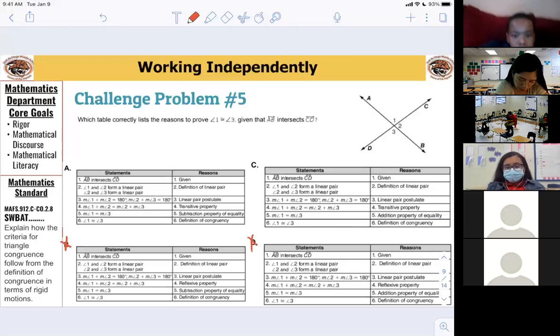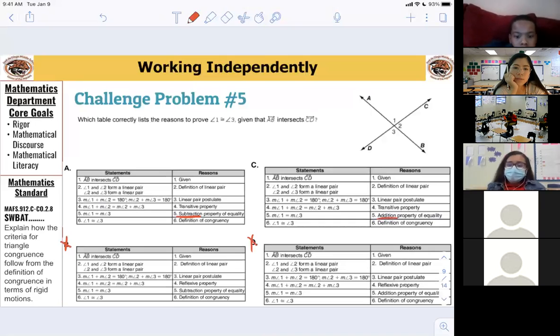And then between C and A, what do you guys think? C. I'm rethinking my answer. It's either A or C. First I thought C, but now I'm thinking it might be A. But I'm gonna stick with C. What's the difference between C and A? Step 5, subtraction property of equality versus addition property of equality. So in order to get that answer, you have to look at the step before that. Look at step 4. How did they go from step 4 to step 5?